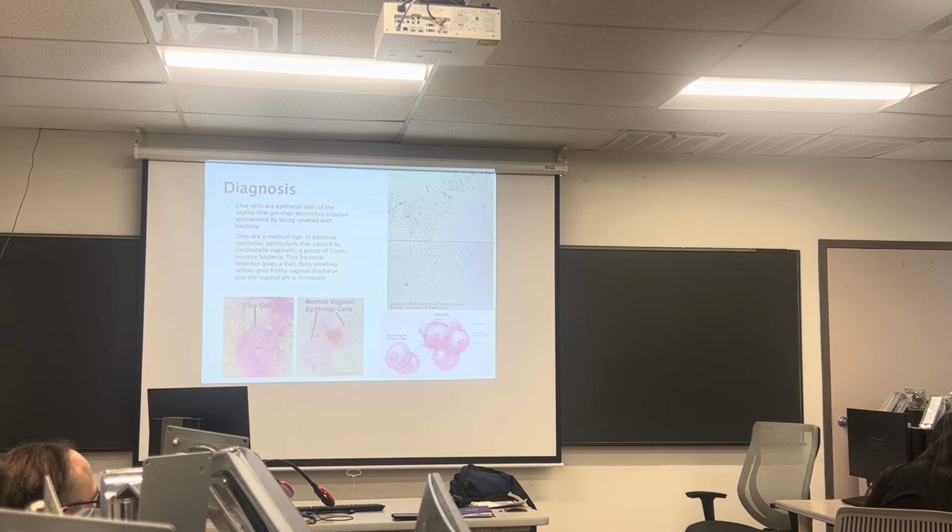This is a normal epithelial cell. You can see the nucleus. Here's one that's completely covered by Gardnerella. Here's a gram stain of one of them, right? This is a clue cell. This is a normal one. You can see there's not very many bacteria on it.